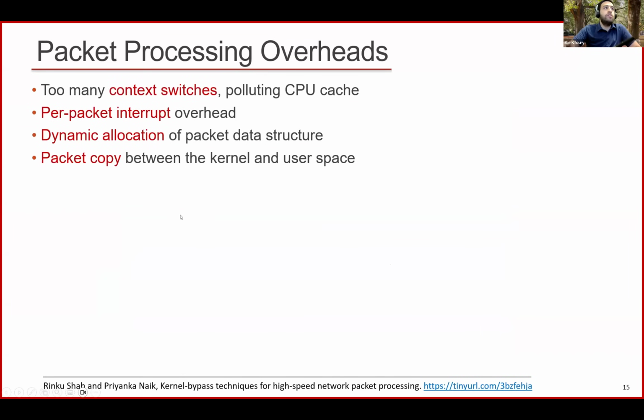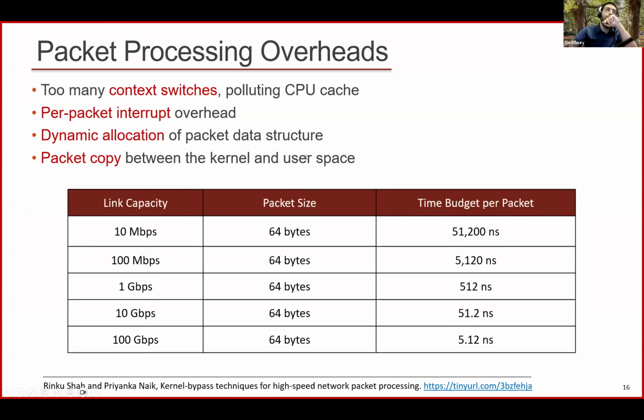So in summary, what are these overheads? We have too many context switches, meaning that we move from kernel space to user space and from user space to kernel space. That will also pollute the CPU cache. Second, we have interrupts that are generated for every packet that would cause the CPU to pause and then try to schedule the packet processing. We have dynamic allocation of the packet data structure. And we have also the copying of packets from the kernel space to the user space, to the application, so that that packet is going to be consumed eventually. Okay, so that's different from the DMA that was from the network interface card to the kernel space. This is an additional copy from the kernel to the user space memory.